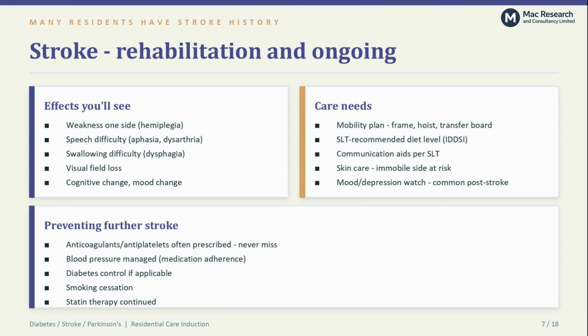Blood pressure managed through medication adherence. Diabetes control if applicable. Smoking cessation if relevant. Statin therapy continued. Most stroke residents are in stable long-term management. The work is daily support and prevention.